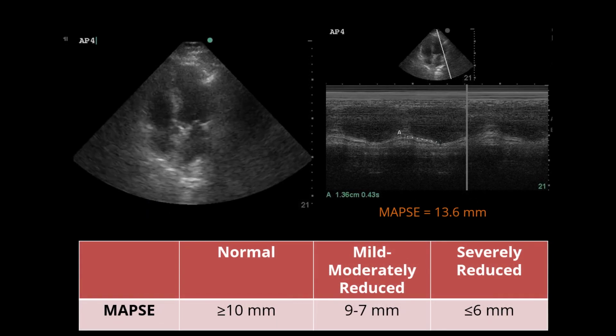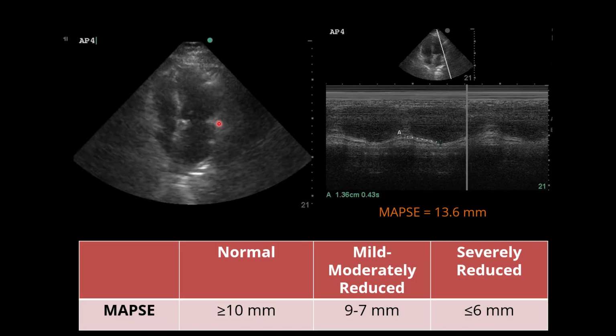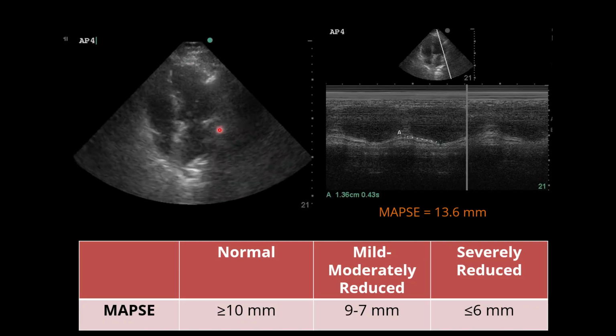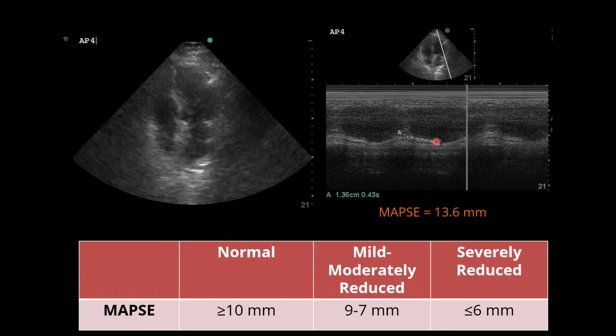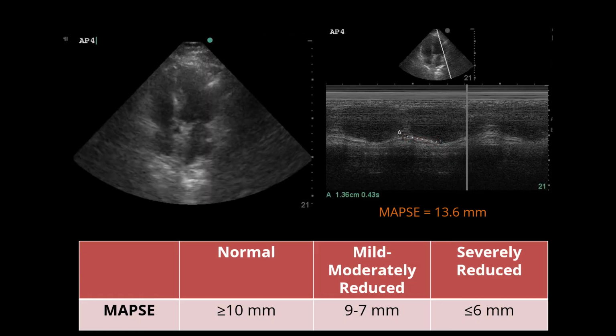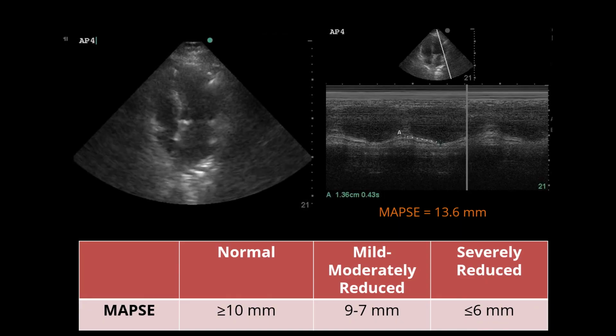Here's another example of a MAPSE measurement. You'll notice an apical four-chamber view. The M-mode cursor is placed through the mitral annulus as seen here, and when it's measured from peak to trough, this is 13.6 millimeters, which is a normal MAPSE and normal ejection fraction.